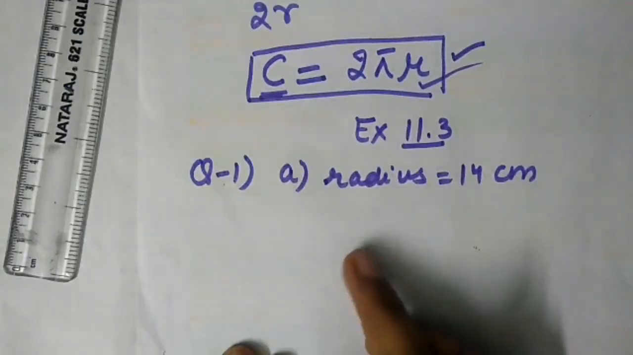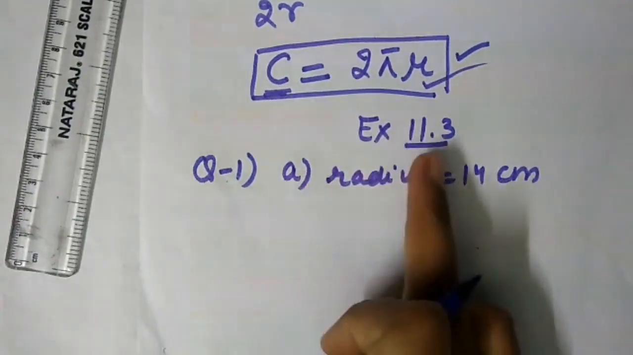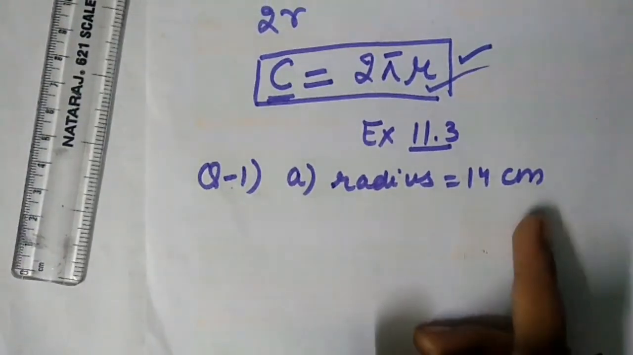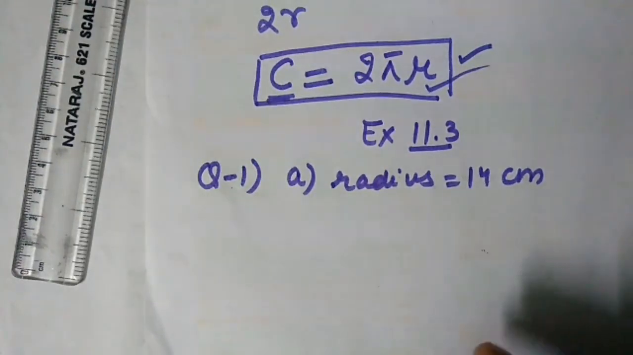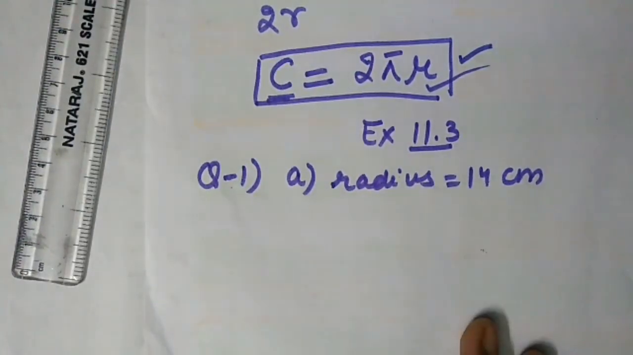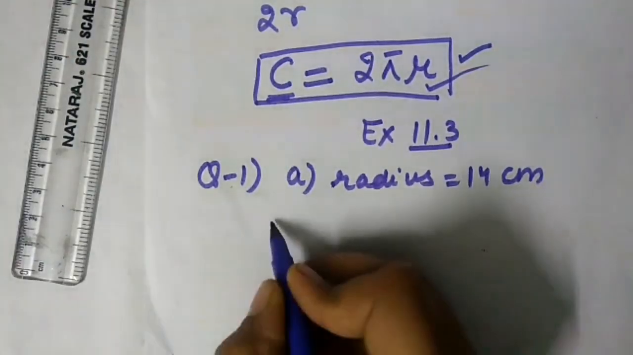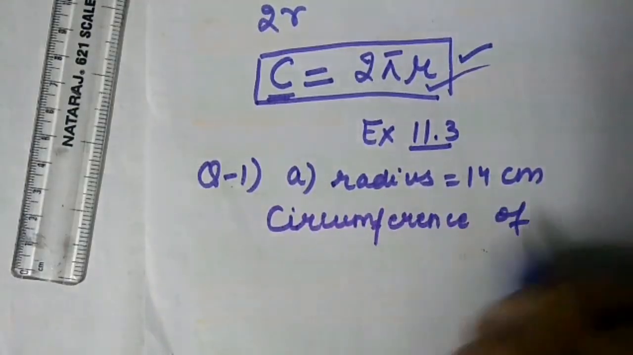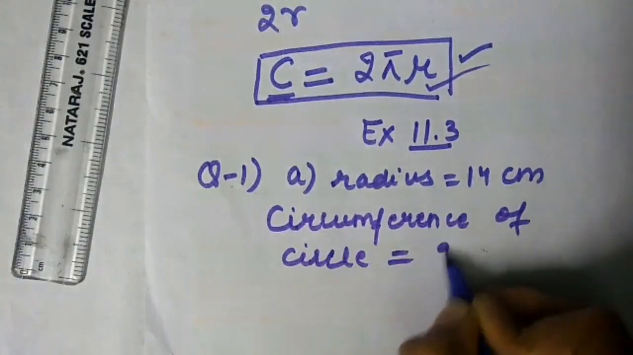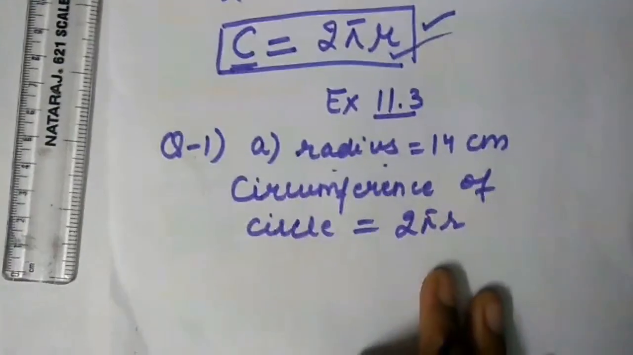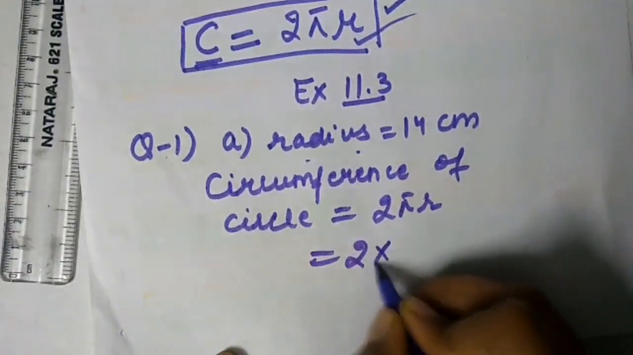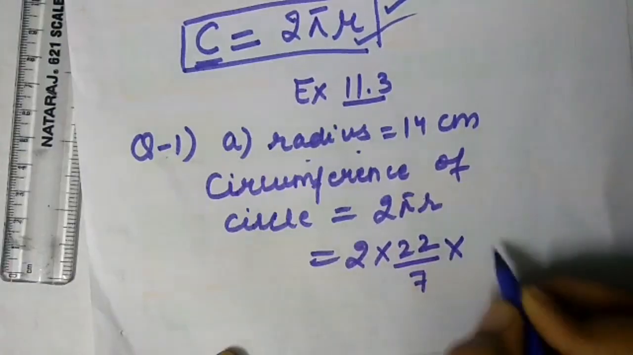So students, based on this concept, I am taking question number 1 of exercise 11.3. We have to find the circumference of the circle. Given radius is equal to 14 centimeter, and in place of pi we have to use 22/7. This is also mentioned in the question. So we need to find the circumference. First you have to write the formula, that is circumference of circle is equal to 2 pi r, and here the radius is given, so just put the values. 2, pi is a constant that has the fixed value, that is 22/7, and r is given as 14.